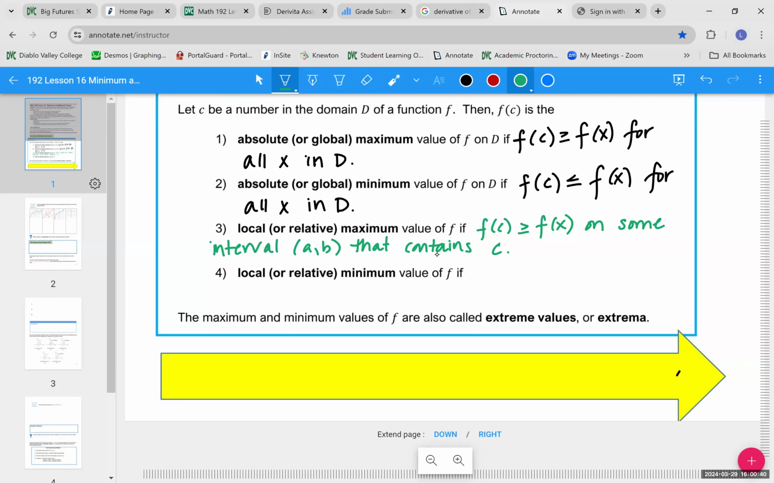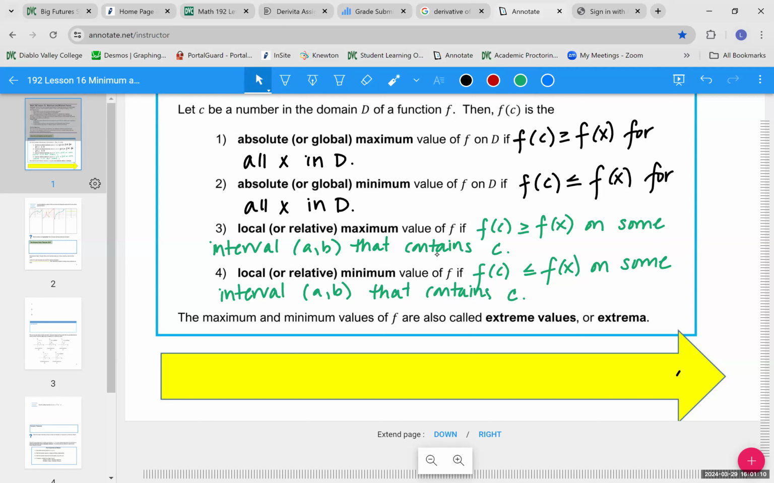And same idea for a local or relative min. It's just that now that y value is less than or equal to all of the other y values in its neighborhood, so on some interval (a, b) that contains c. So maximums and minimums, we can have it global or we can have it local.